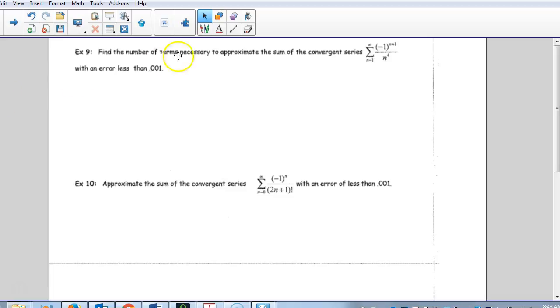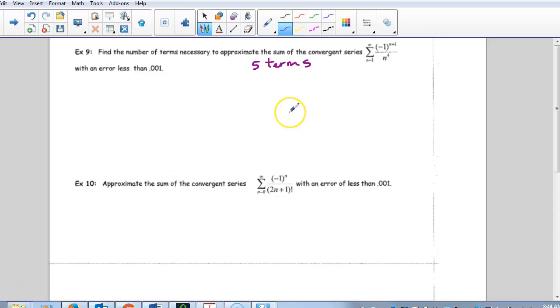Okay, you guys, so hopefully you had a second to work on that. All right, so let's take a look at this. Find the number of terms. Now, if you were successful, you would have said 5 terms. And you might say to yourself, self, how did she do that? So we're going to do the same thing.